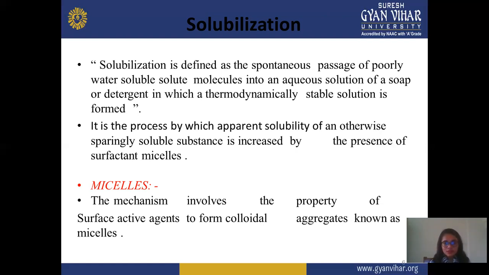Now we know about what a micelle is. Micellization is the mechanism involving the property of a surface active agent to form a colloidal aggregate known as a micelle. When you add surfactant, it starts forming aggregates, some large mass-like aggregate formation. So this aggregate formation starts and it forms more aggregate and starts forming a micelle. This is known as a micelle, the property of a surface active agent. Without a surface active agent or surfactant, micelle formation is not possible and won't take place.